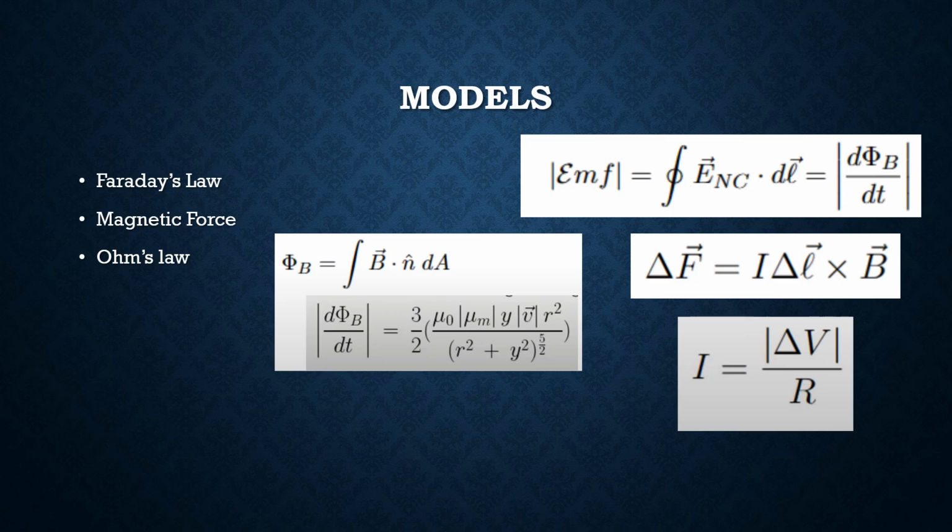All right, so the three models being used in this experiment are Faraday's law, which is the top one, saying the EMF is equal to the integral of the non-Coulombic electric field times the total length. And it's also the derivative of the magnetic flux, which is B times area. Also we have magnetic force, and we also have Ohm's law as well.